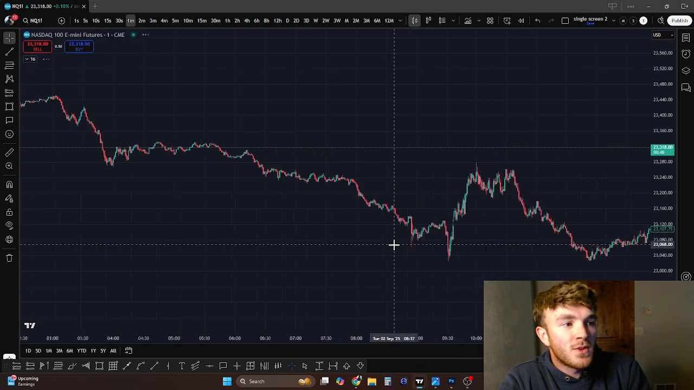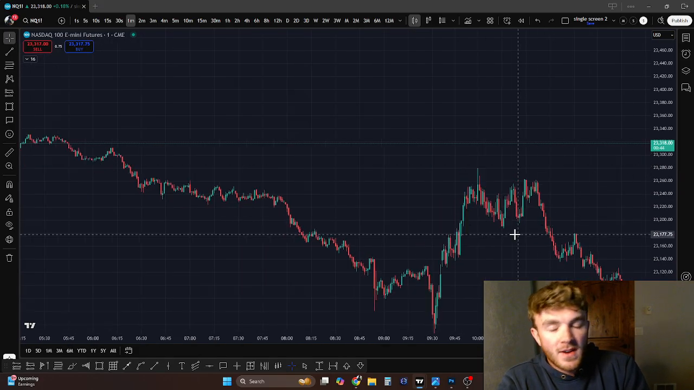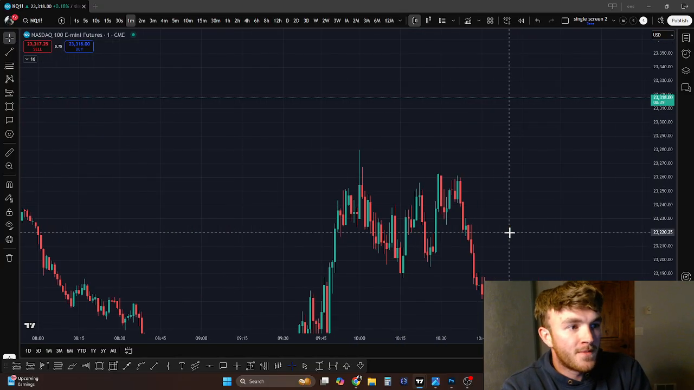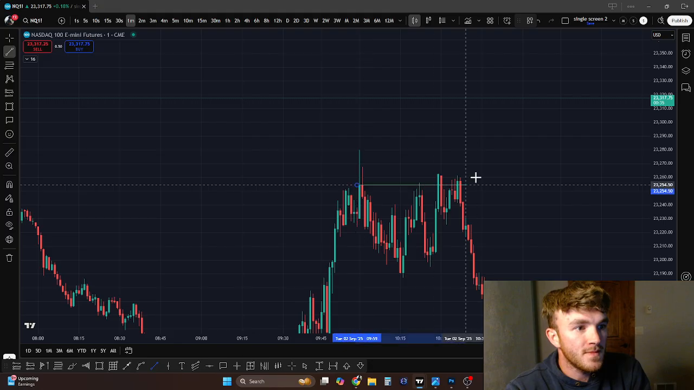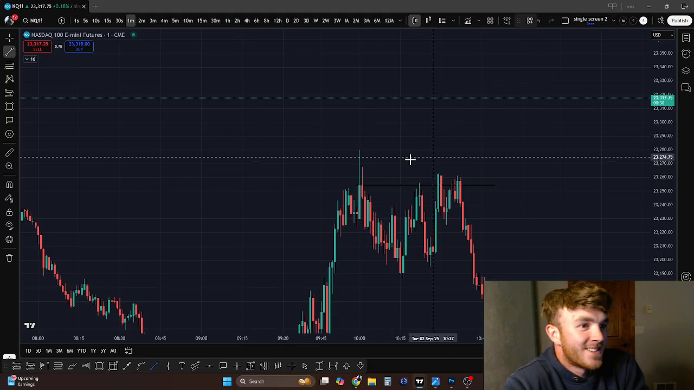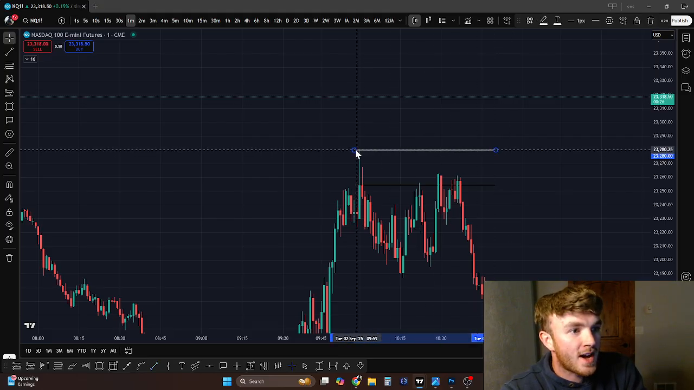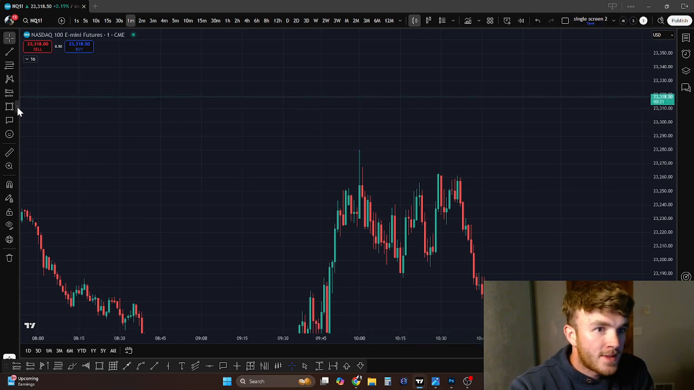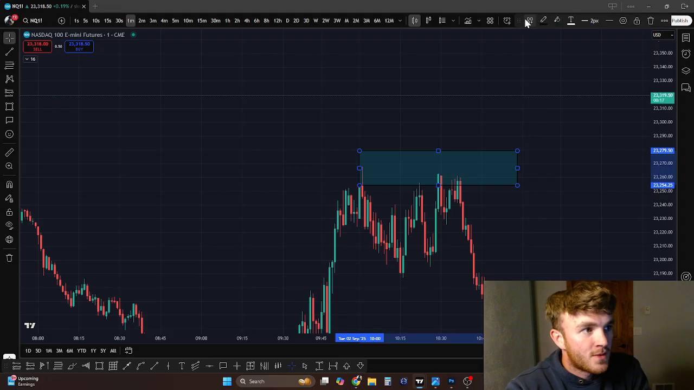I've noticed the 1 minute rejection blocks are very, very powerful with the Phoenix model. Essentially what you're looking for is a rejection block. If you guys don't know what a rejection block is, it's just a wick. It's literally just a wick. But the difference between that and a high probability rejection block is going to come, first let's mark this out here.